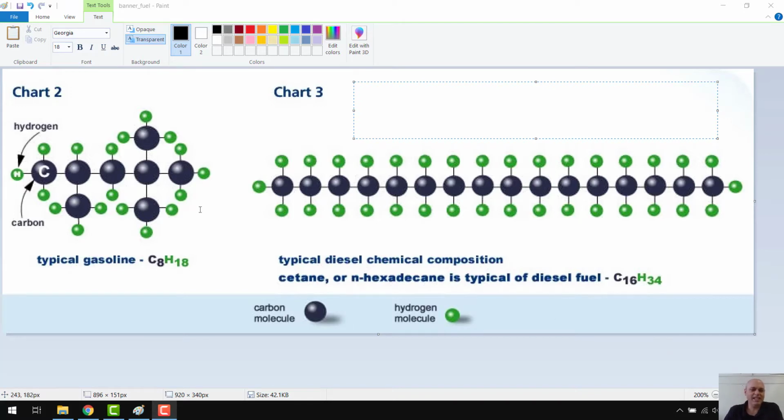So I have a typical gasoline molecule and then a diesel molecule over to the side, that's the longer molecule here. It shows what they're made up of. We have carbons, which are the dark blue spheres, and hydrogens, which are the green spheres. And gas molecules are said to be energy rich. And the reason is that the bonds holding the carbons together, those bonds are made up of energy.